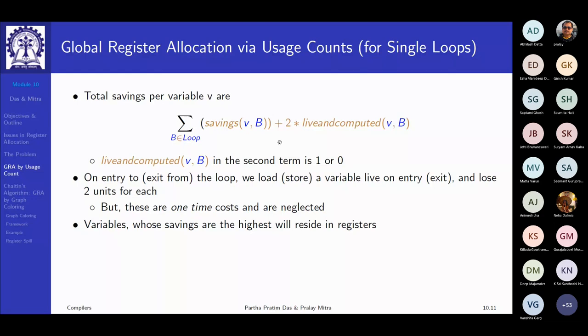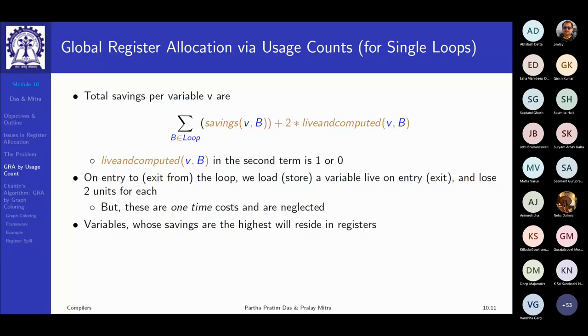So this is the cost function. This is rather the savings function. You are looking at it from the reverse point of view. This is a savings function for the variable v in basic block b of the loop. And you do that for every basic block in the loop and add up the total.